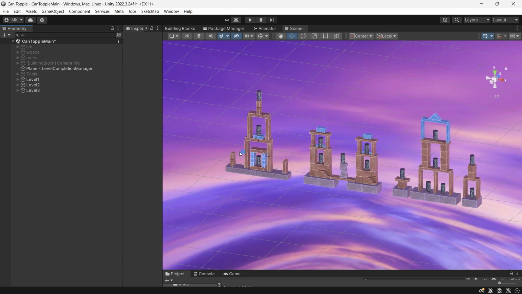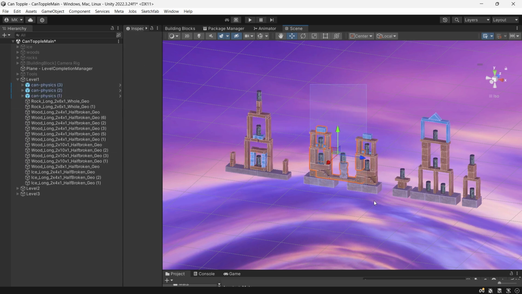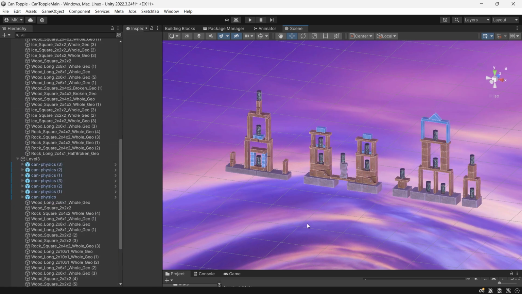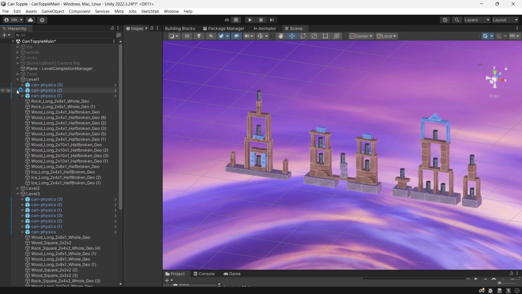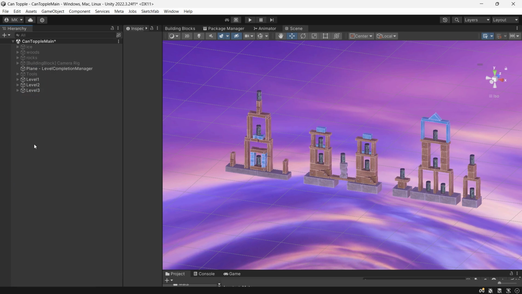Okay, so this was the video. We had three levels and we had three different types of blocks: ice, wood, and rock. We saw the physics material properties and rigid body properties of each. Now you are all ready to go ahead and make your own Angry Birds. All the best.